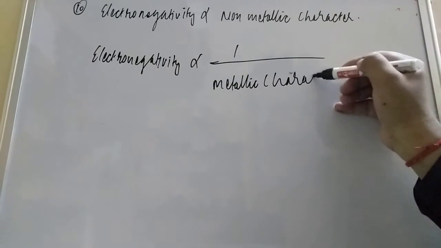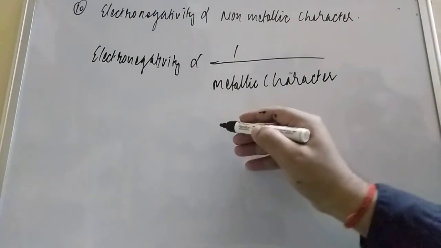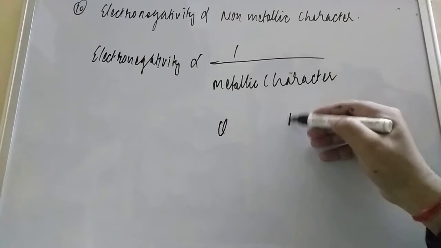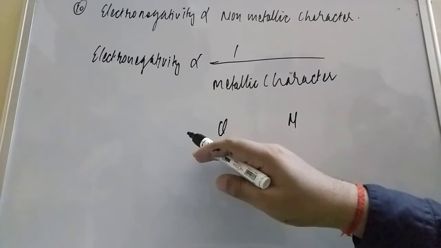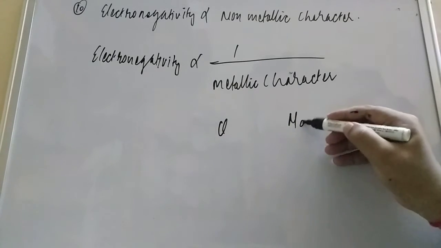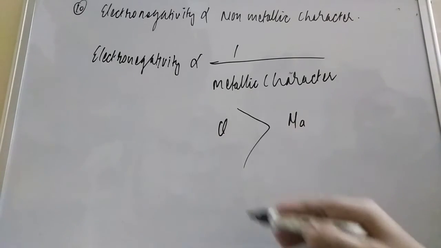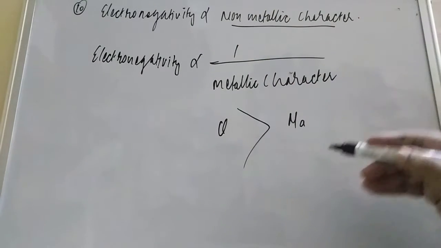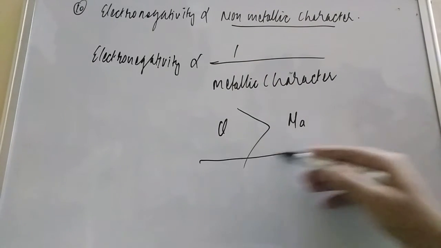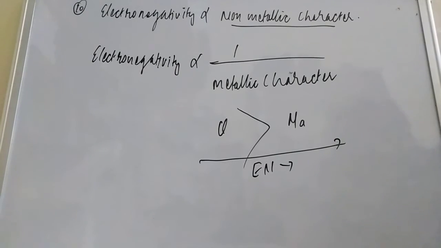A simple concept you can apply here: suppose I have chlorine and sodium. Chlorine is the electronegative atom, and sodium has the least electronegativity. Why? Chlorine is a non-metal and sodium is a metal. So this is the order of electronegativity, and this is also one way to determine the electronegativity of elements.